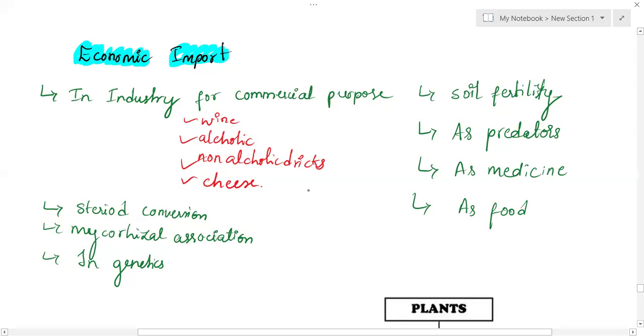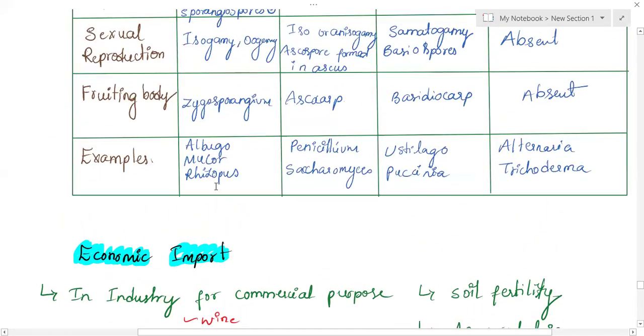When we take up the fungi topic, we'll discuss this briefly, just simple functions, which is more than enough. Okay, it is just related to fungi.